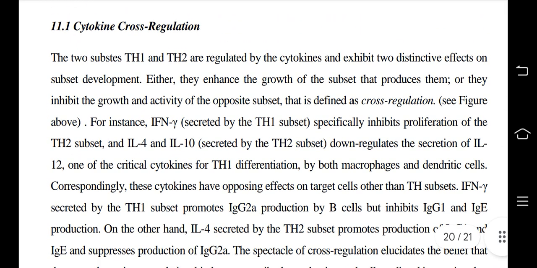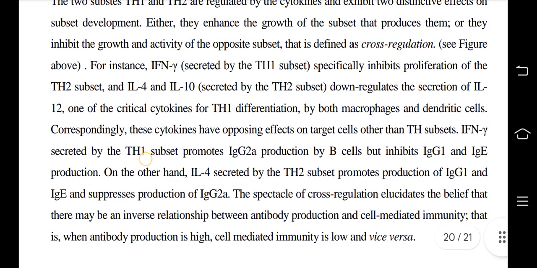Then cytokine cross-regulation. Two subsets Th1 and Th2 are regulated by the cytokines and exhibit two distinct effects on subset development. Either they enhance the growth of the subset that produces them or they inhibit the growth and activity of the opposite subset, which is defined as cross-regulation. For instance, IFN gamma secreted by the Th1 subset particularly inhibits proliferation of the Th2 subset, and IL-4 and IL-10 secreted by the Th2 subset downregulate the secretion of IL-12, one of the critical cytokines for Th1 differentiation, by both macrophages and dendritic cells.